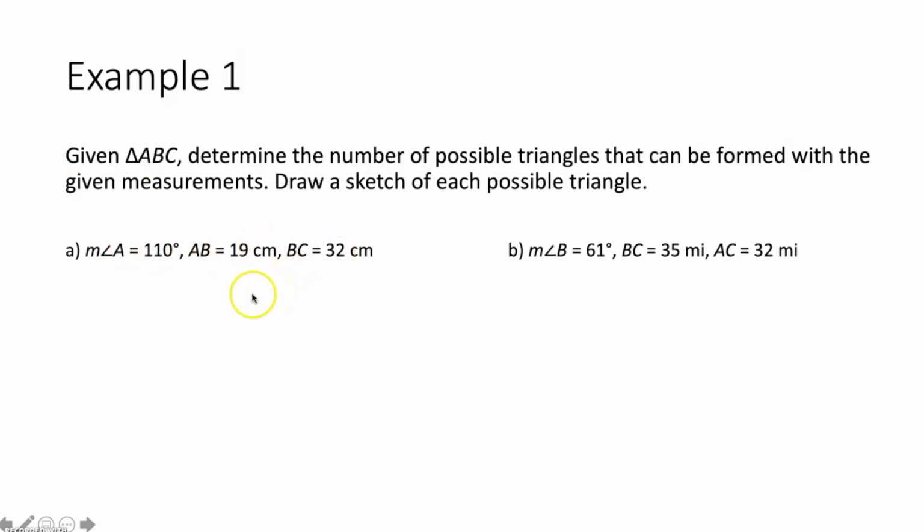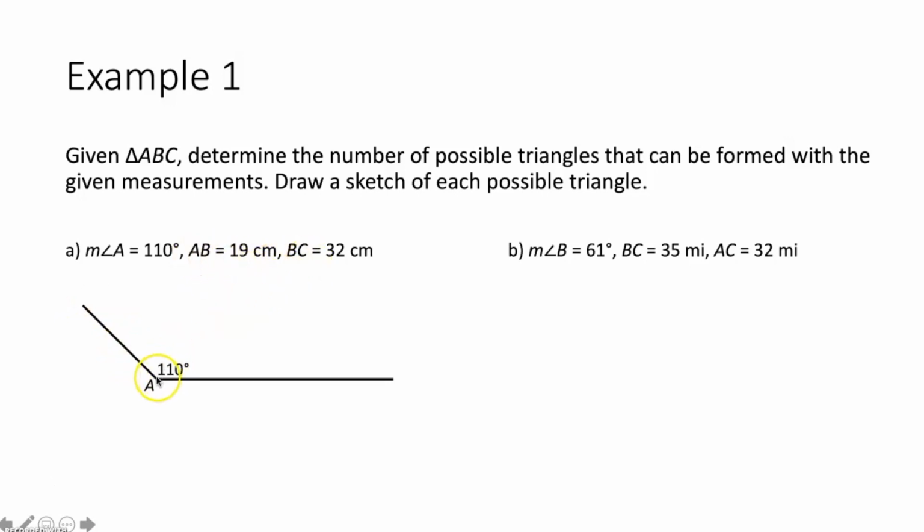Now to start your sketch, you need to create your angle first. We're going to call it our anchor angle, and we're going to draw it on the left side of our page here. So I'm going to create a 110-degree angle and call that angle A. Next, I'm going to label my adjacent side length, and I'm always going to put it to the left of my anchor angle.